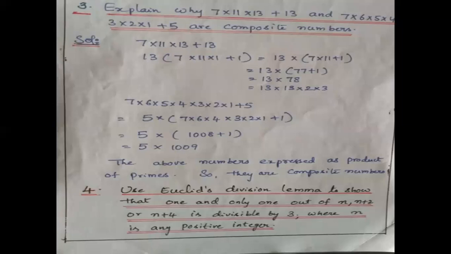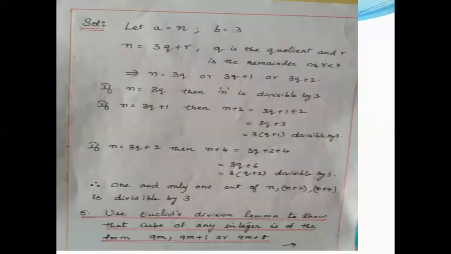Another model. Use Euclid's division lemma to show that one and only one out of n plus 2 or n plus 4 is divisible by 3, where n is any positive integer. Solution: let a, that means dividend, we will take as n, and divisor b is equal to 3. So we will write this as n using Euclid's division lemma.